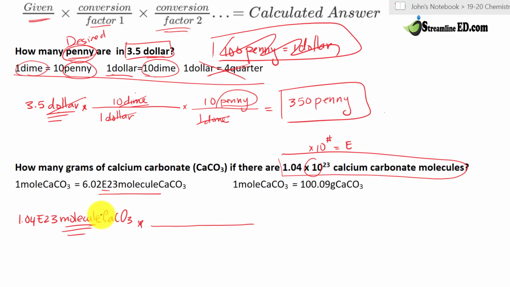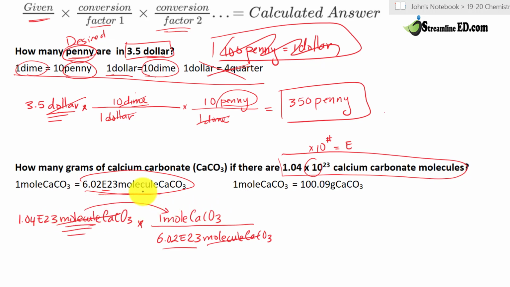And what we have here is, if this is molecules, down here needs to be molecules as well. And if this part is on the bottom, which is right here, the top part must be on top. So basically what we just did here, we canceled out the molecules of calcium carbonate. And what we have on top is 1 mole of calcium carbonate. So we just converted from molecules to moles. That's what we just did by multiplying that first conversion factor.